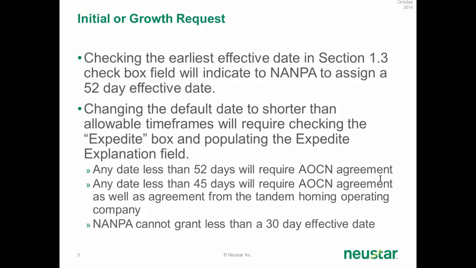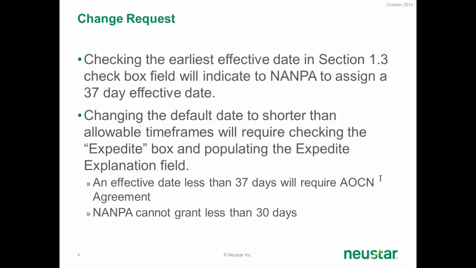For requesting new code activations, checking the earliest effective date in the Section 1.3 checkbox field will indicate to NAMPA to assign a 52-day effective date. Changing the default date to shorter than the allowable timeframes will require checking the expedite box and populating the expedite explanation field. Any date less than 52 days will require AOCN agreement. Any date less than 45 days will require AOCN agreement as well as agreement from the tandem homing operating company. NAMPA cannot grant less than a 30-day effective date.